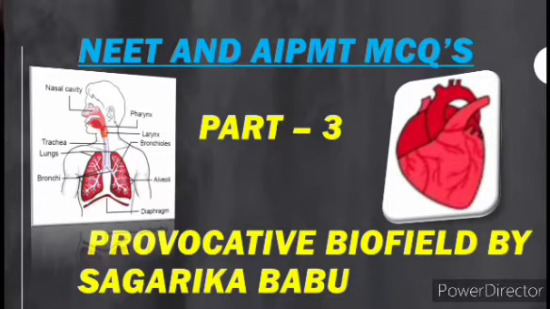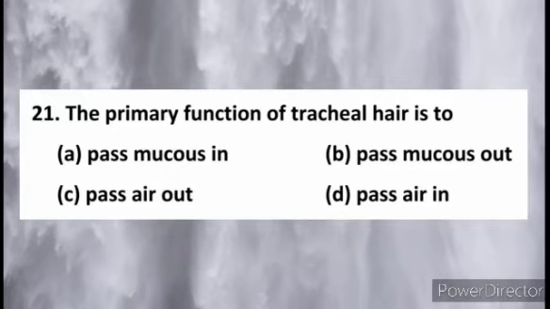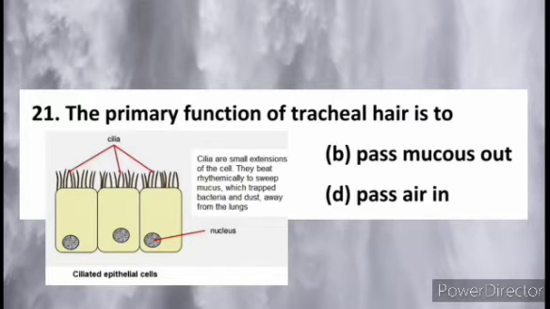Okay, now let's start. Question number 21 is, the primary function of tracheal hair is to dash. What does tracheal hair mean? In the trachea, the inner lining contains two types of cells. One is the mucus secreting cell, which secretes the mucus. Another is the ciliated epithelial cells, which contain cilia. The cilia are the hair-like structures present in the trachea. They are known as tracheal hair.